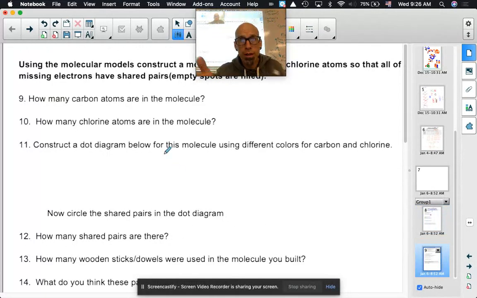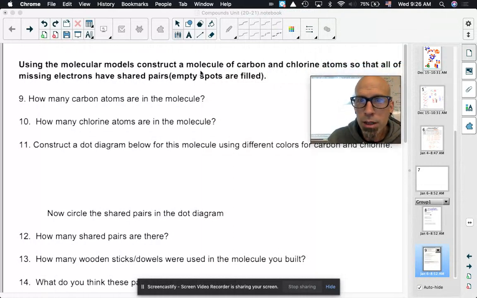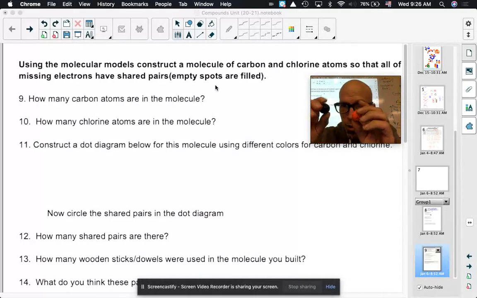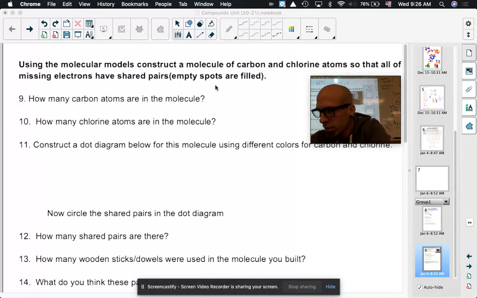All right, so now, hopefully, again, you paused and came back. So now it says, using molecular models, construct a model of a molecule of carbon and chlorine atoms, so that all of the missing electrons have shared pairs. All the empty spots are filled. We need all the empty spots to be filled. So what you would have now in front of you, if you were in the room, is a cup that has a bunch of parts in it, a bunch of the little atom things, and there's little yellow ones, and there's green ones, and there's orange and black and red, and there's all sorts of different things.